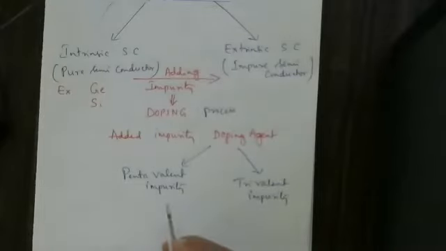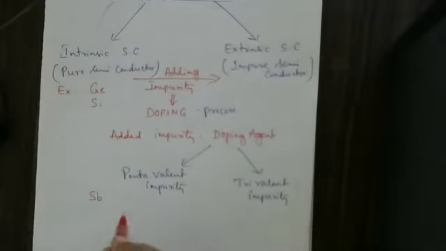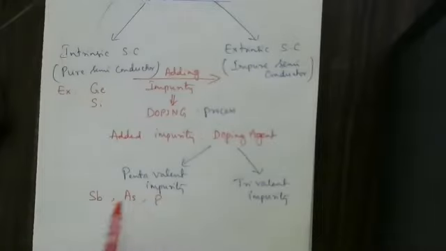Now, which are the pentavalent impurities? Usually we are adding pentavalent impurity, either antimony, arsenic, or phosphorus. Anyone. All are pentavalent, having 5 valence electrons in the outermost orbit. Arsenic is also having 5 valence electrons in its outermost orbit. Phosphorus is containing 5 valence electrons in its outermost orbit.